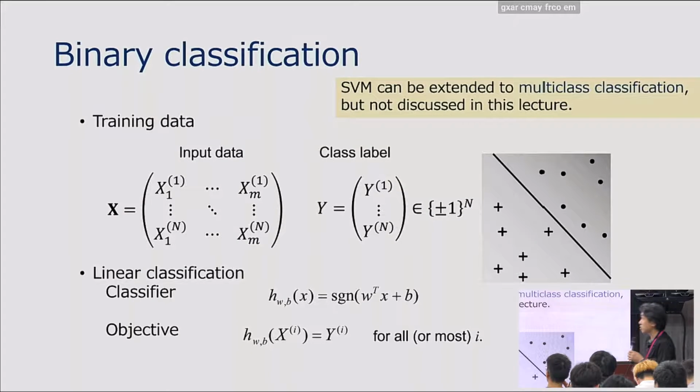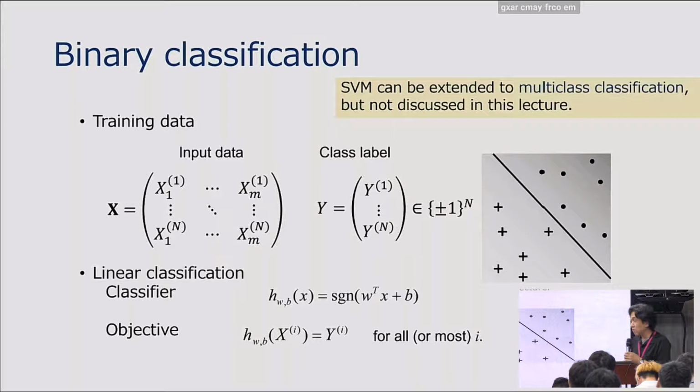So in this lecture, I just talk about the binary classification. And the basic support vector machine considers binary classification. But I forgot to include the important message in the slide. So I want to emphasize that support vector machine can be extended to multi-class classification also. But for the time constraint, I discuss only the binary classification in this lecture. Look at some standard textbook for the extension to multi-class classification.